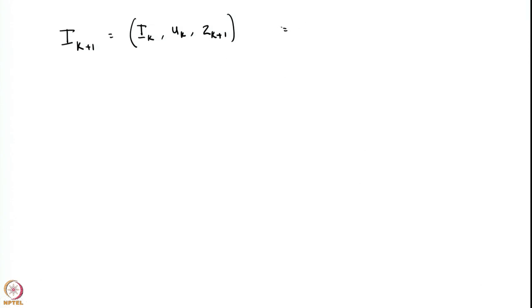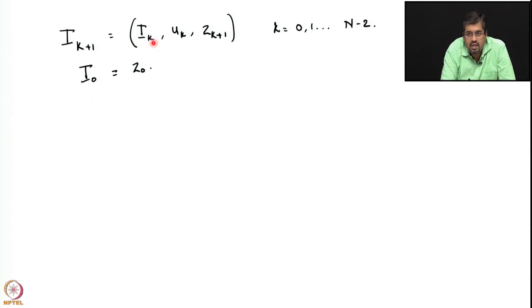Now this can be written for k equals 0, 1 all the way till N minus 2. We also have at time 0 that the information is simply z_0. Now, if you look at this equation carefully, we can think of it as if there is an initial state, and I will say state in quotes, which is i_k, and then there is an action that you take based on that state, which is u_k, and then there is a disturbance which comes externally, denoted z_{k+1}.